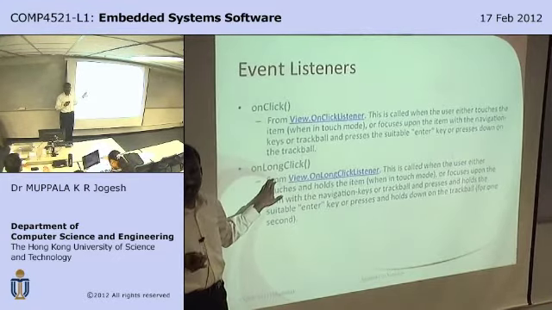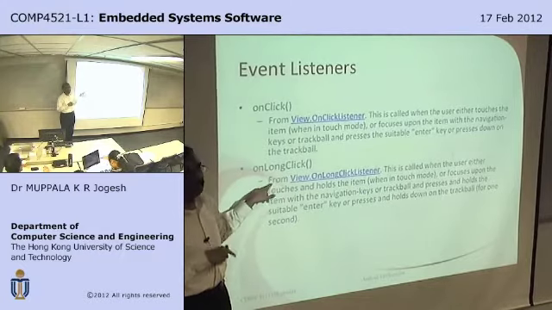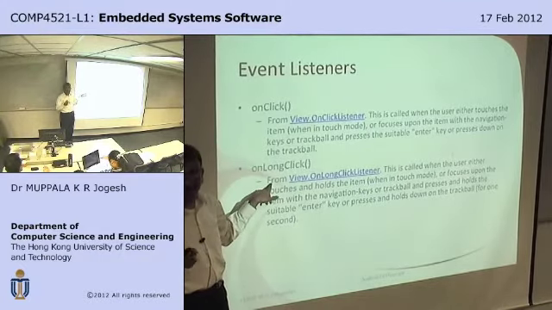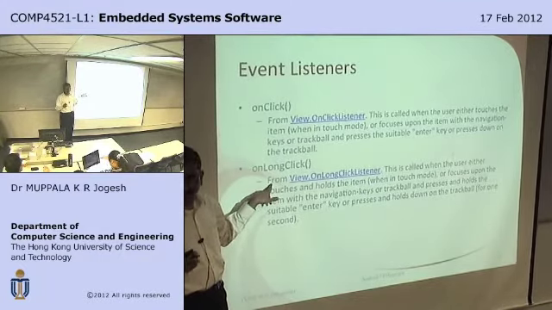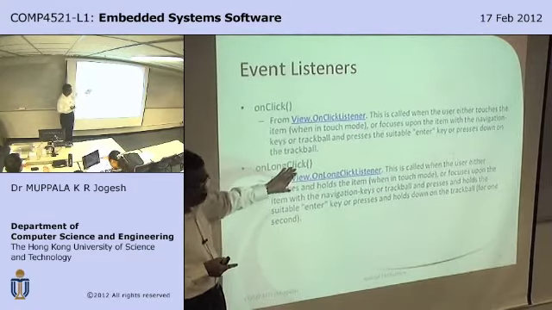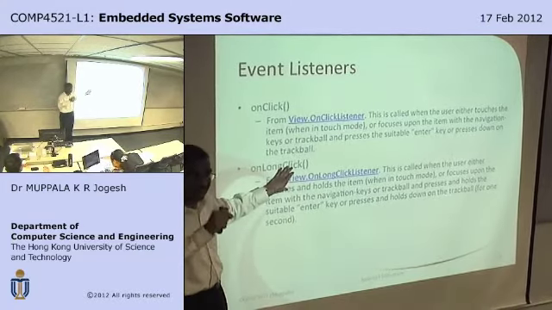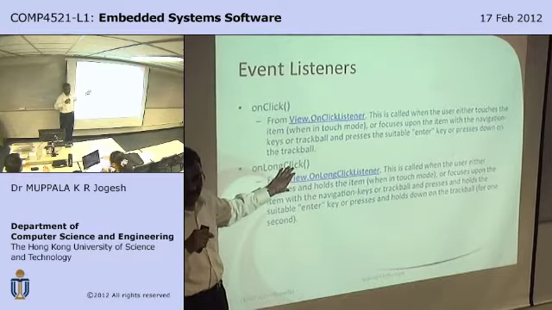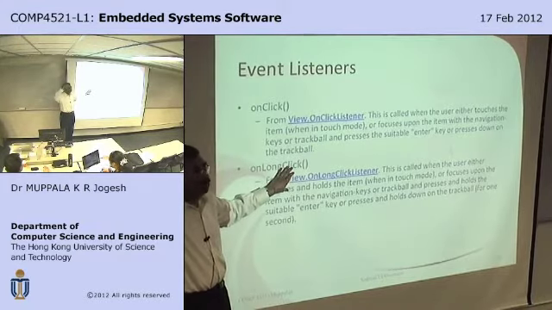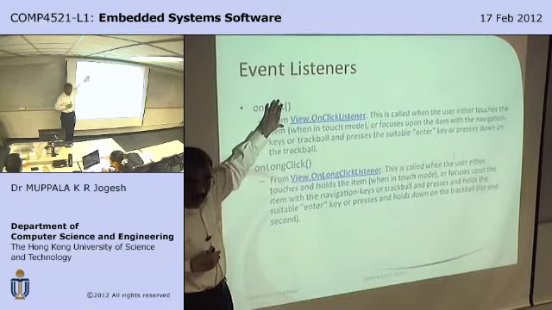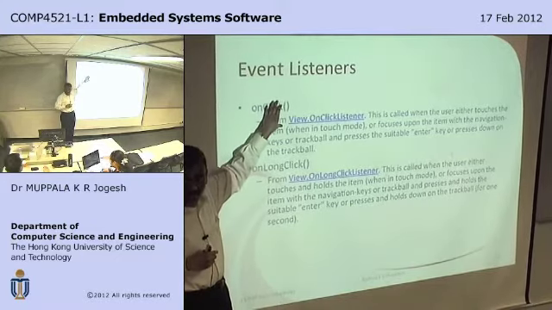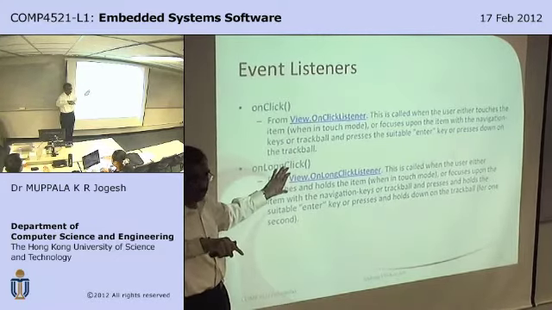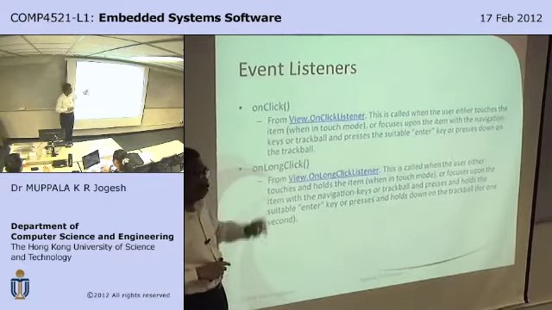Now the Android system will decide which one to call based upon your interaction. So suppose you implemented both on click and on long click for the same item, for the same button, for example. If you just touch the button and lift your finger, that will result in a call to the on click method. If you touch the button, hold it for a period of time and leave it, they will call this one.